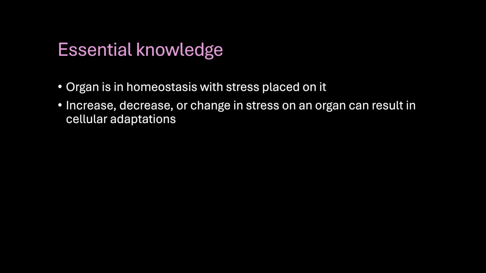Before we explain each one of them, we have to understand some essential points. Body organs are in homeostasis with the normal stress that's placed on them. Let's take the heart for example. The heart is in homeostasis with the amount of blood that it has to push through the peripheral vascular resistance into the systemic circulation. But there are occasions when there is an increase, decrease, or change in stress on an organ. For the organ to adapt, it has to undergo cellular adaptations, also known as growth adaptations.